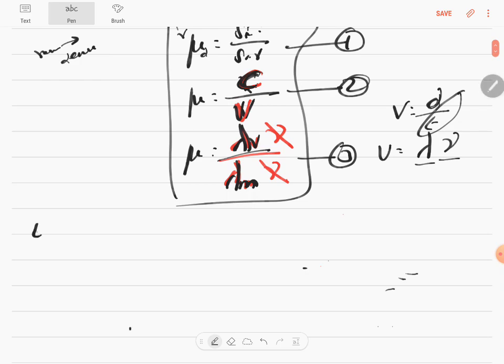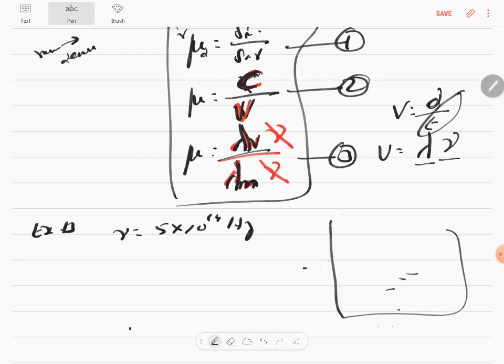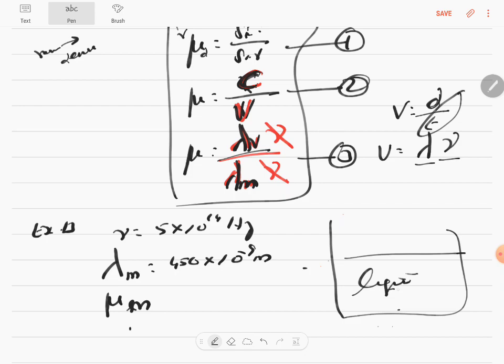So let's talk about this sum, which is example 13. A ray of light with frequency 5 into 10 to the power 14 hertz is passed through a liquid. The wavelength of the light in the liquid, in the medium, has been given to be 450 into 10 to the power minus 9 meter. Calculate the refractive index of the liquid, the refractive index of the medium, basically.